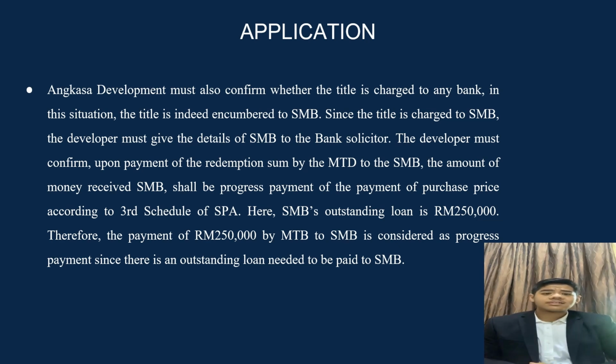Then, Angkasa Development must also confirm whether the title is charged to any bank. In this situation, the title is indeed encumbered to SMB. Since the title is charged to SMB, the developer must give the details of SMB to the bank solicitor. The developer must confirm upon payment of the redemption sum by MTD to the SMB. The amount of money received by SMB shall be progress payment of the payment of purchase price according to third schedule of SPA. Here, SMB's outstanding loan is RM 250,000 ringgit. Therefore, the payment of 250,000 ringgit by MTB to SMB is considered as progressive payment since there is an outstanding loan needed to be paid to SMB.